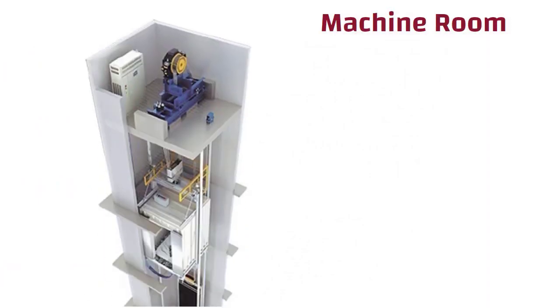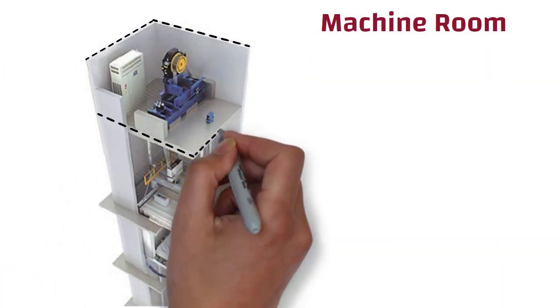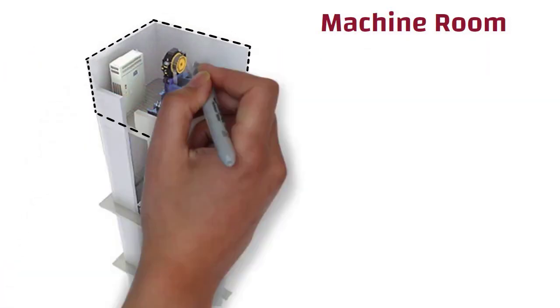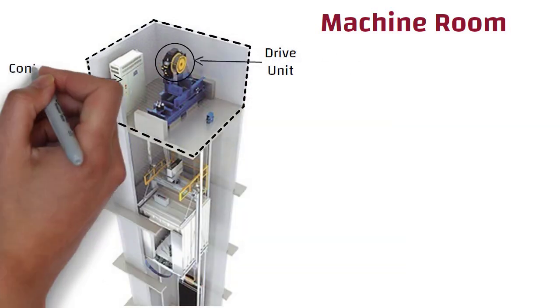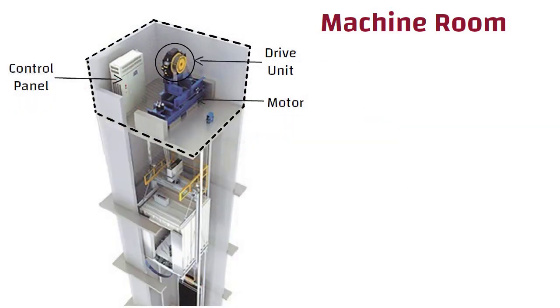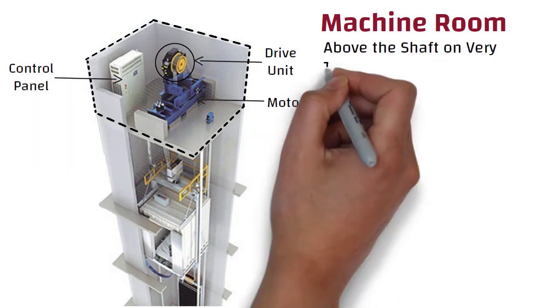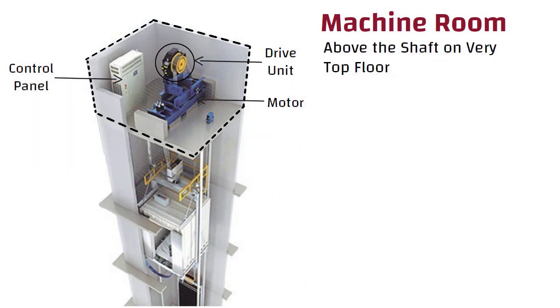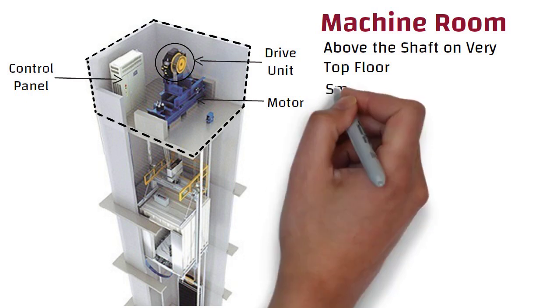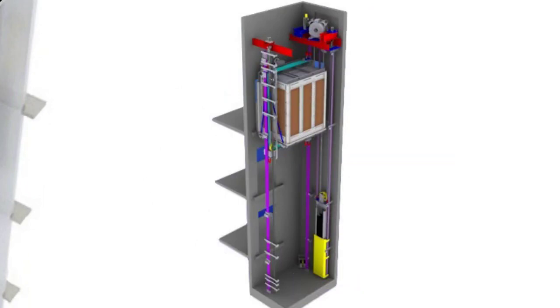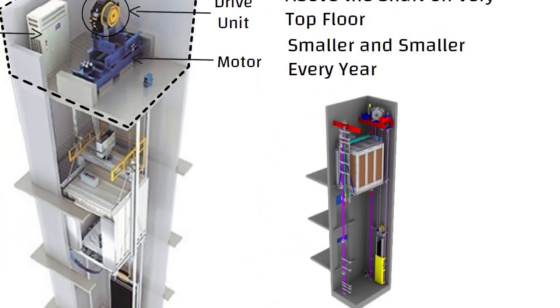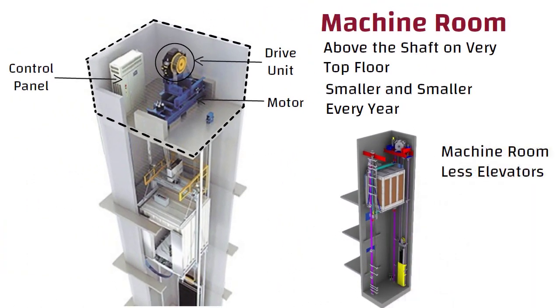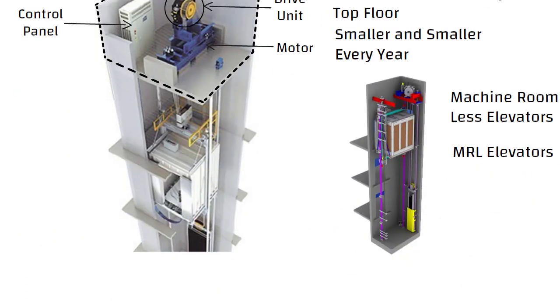Machine room. It is a special room accessible only for authorized persons which contains the lift drive unit, control panel and motor. It is often placed above the shaft on the very top floor. The machine room is an integral part of the elevator. With advancements in technology, the machine room is getting smaller and smaller every year, and some systems even have them installed inside the shaft. They are also known as machine roomless elevators or MRL elevators.